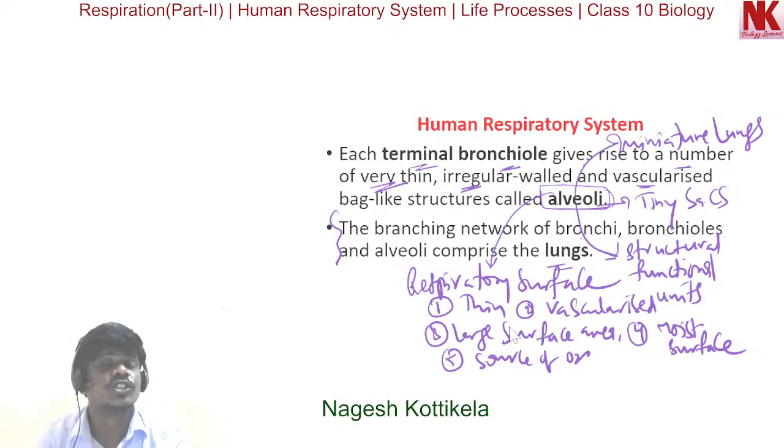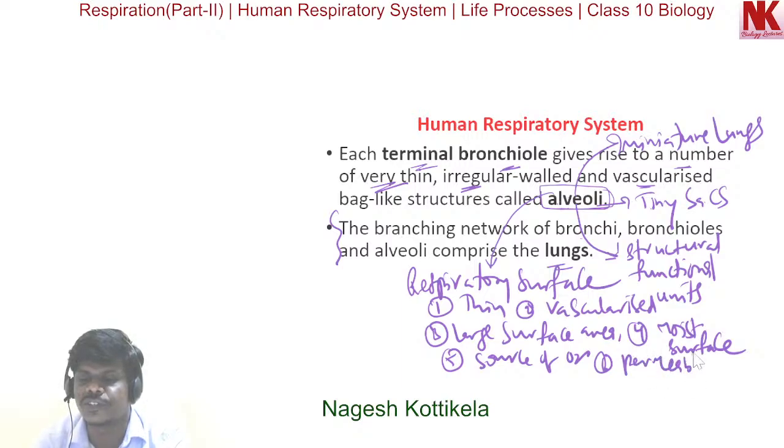Like this, several important properties can be seen here, and they are permeable to gases. These are the features of respiratory surfaces. I repeat this once again, a very important concept: the respiratory surface found in the alveoli is thin, vascularized, has a large surface area, has moist surface contact and contact with the source of oxygen, and is permeable to gases. These are the features of the respiratory surfaces found inside the lungs, in the alveolar wall.